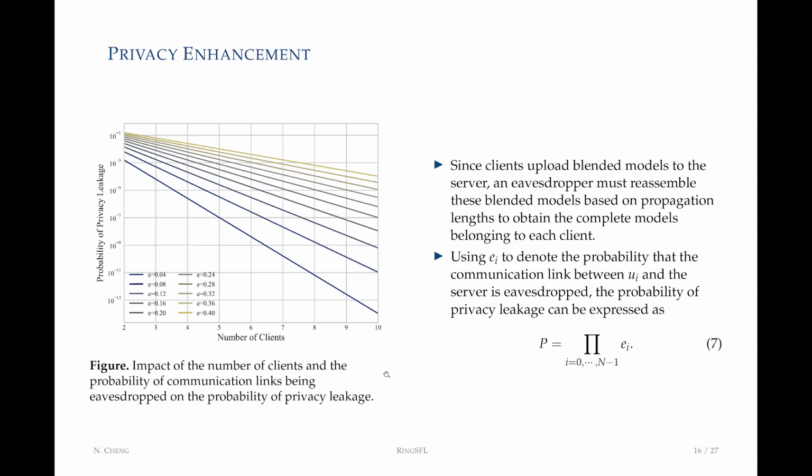and then reassemble all the local models to restore the complete parameters. We assume that the probability of the link between the client and the server being eavesdropped is denoted by E. The probability that all uploaded models are eavesdropped is the cumulative product of E. Then we can derive the curve of the privacy leakage probability with the number of clients on this figure. It can be seen that the privacy leakage probability decays exponentially with the number of clients, and the RingSFL ensures a relatively high security performance, even with a very high eavesdropping probability, such as E equals 0.4.